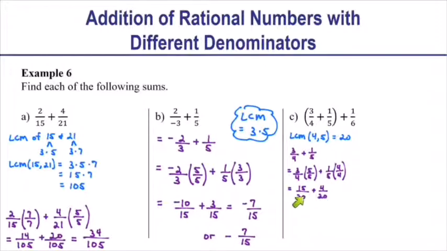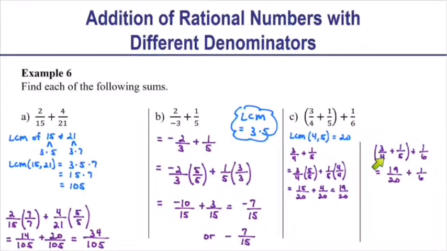And now we need to add. 15 plus 4 is 19, so we have 19 over 20. And now this 19 over 20 needs to get added to 1/6, because remember we were supposed to do this sum plus 1/6. So we have our original problem, which has now become 19/20ths plus 1/6, and we'll need to find a least common multiple for 20 and 6.